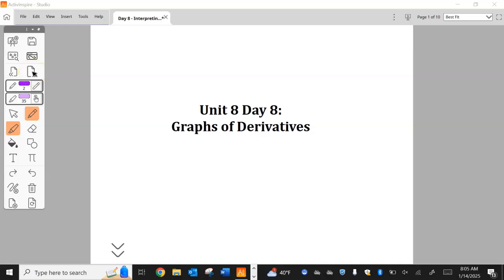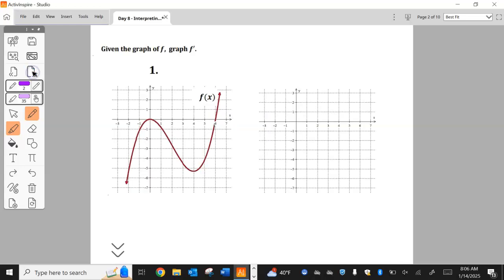We today are going to look at graphs and the graphs of their derivative and interpreting them. So for our first example, we're given the graph of f of x. We want to graph f prime of x. And f prime, that's the derivative. The derivative is always equal to the slope of the graph at that specific point.